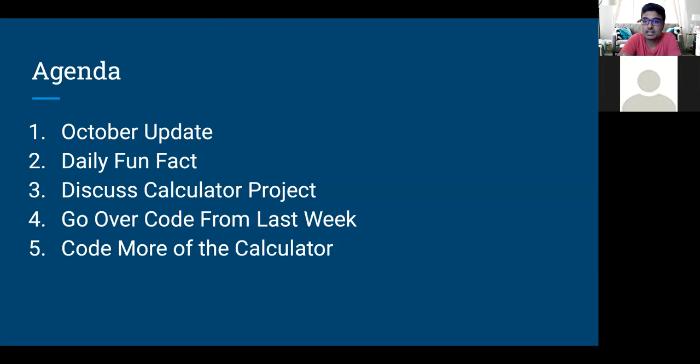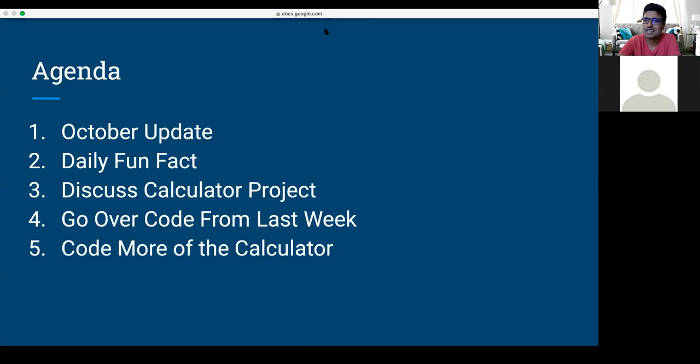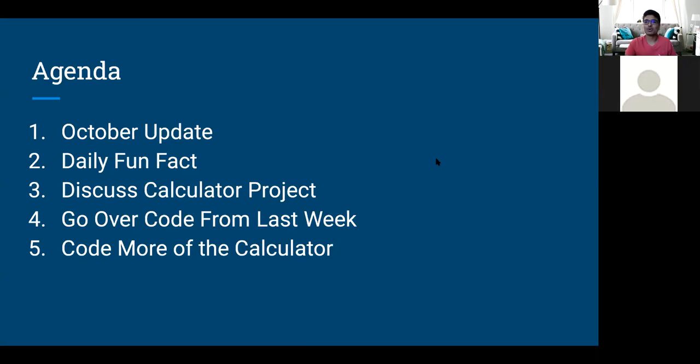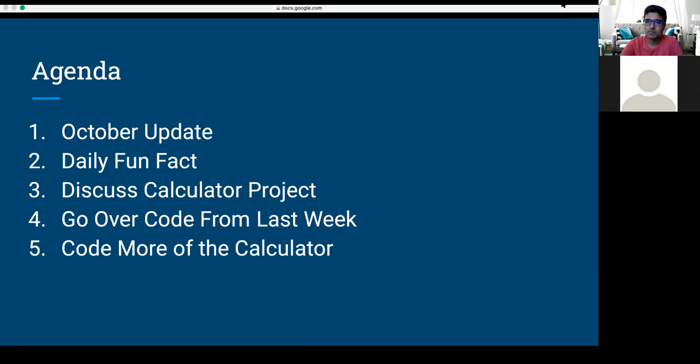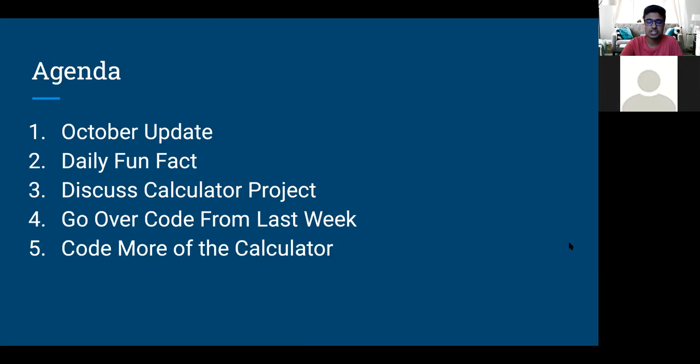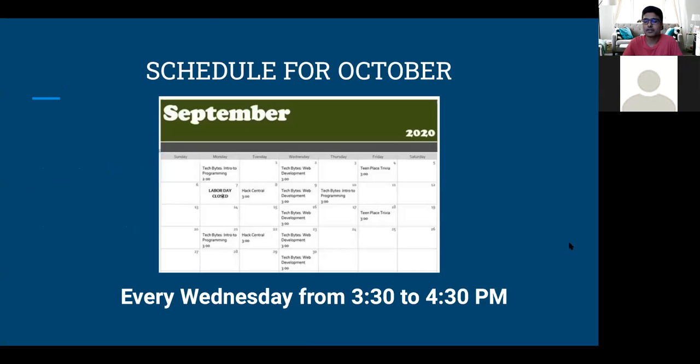And then we're going to discuss our calculator project, go over what we're making, and get our focus on the right idea again. Then we're going to go over the code which we wrote last week. This week, we're going to continue coding, adding more functionality and making that calculator even more pristine and nicer, so that you can use it one day or even show it to your friends and family members. So let's get to our first item on our agenda, our update for the upcoming month of October.